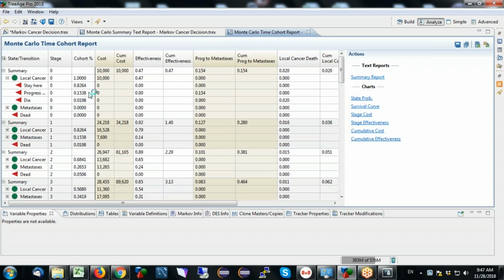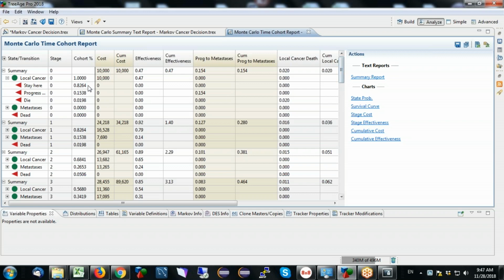You won't have exact perfect 15%, but approximately 15%, because 1,538 of those 10,000 patients progressed in the first cycle. And 198 of the 10,000 people died in the first cycle. So what we've done is we've accumulated and aggregated all those individual patient pathways and the movement that those people took through the model into a cohort level report that gives you the same accurate cohort level reporting that you would get from a cohort analysis model as opposed to a simulation model.